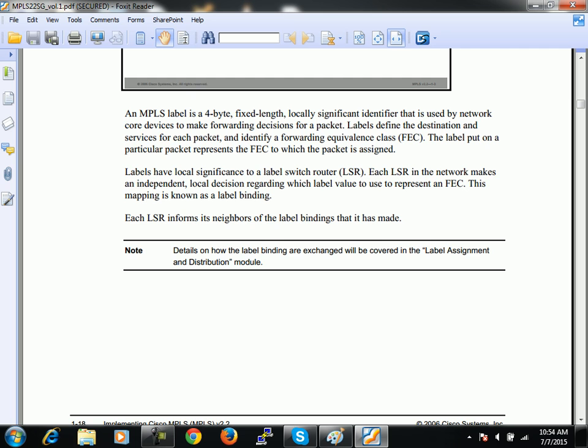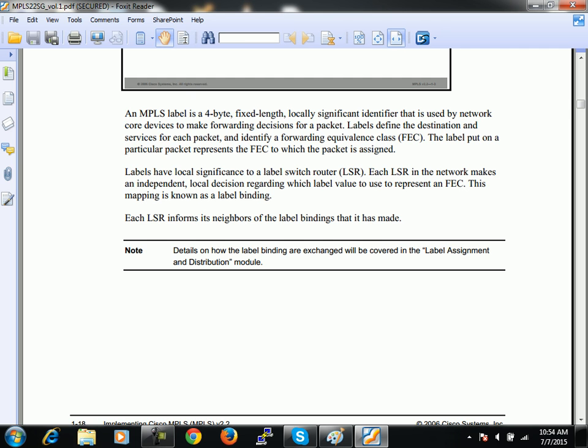Now you see, an MPLS label is a 4-byte fixed length locally significant identifier that is used by network core devices to make forwarding decisions for a packet. Labels define the destination and services for each packet and identify a forwarding equivalence class. The label put on a particular packet represents the FEC to which the packet is assigned. Labels have local significance to a label switch router.